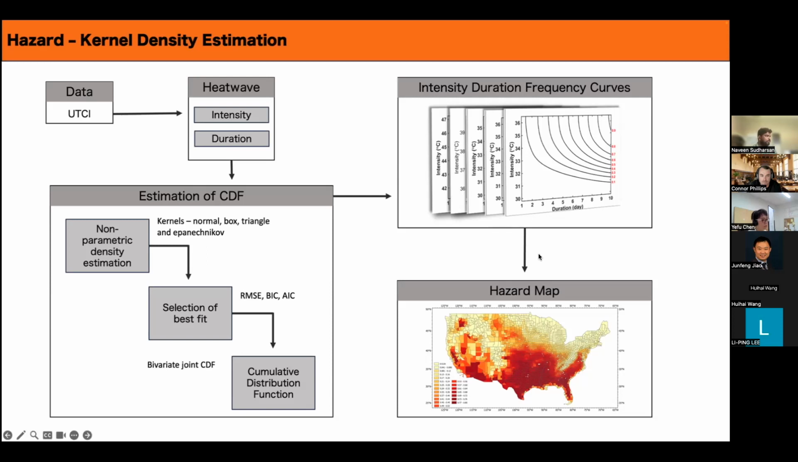And then we moved on to see the joint probability. We used kernel density estimation, and using kernel density estimations, we got the CDFs. Using these CDFs, we have come up with the intensity duration frequency curves. These curves show the non-occurrence probability, and we converted it to occurrence probability, and this occurrence probability we take as the hazard. That is, frequency is the hazard here, and we used intensity and duration for calculating it.